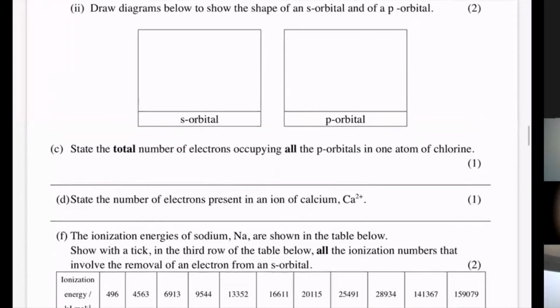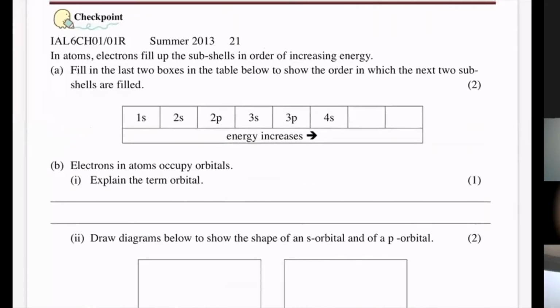Okay, so let's start from part A. Sumi, can you let us know your answer for part A? What's after 4s? For P. Okay, and 2 boxes. I'm not sure. Okay, it's okay.